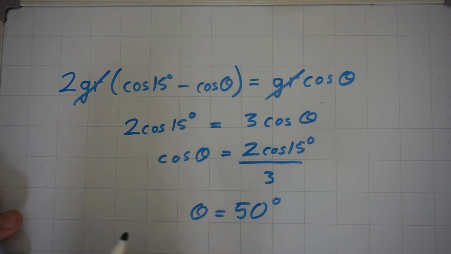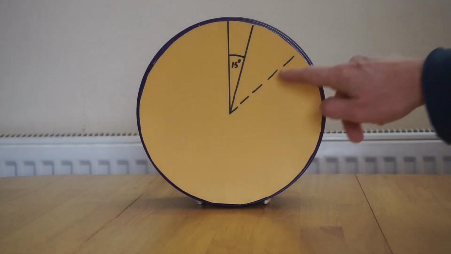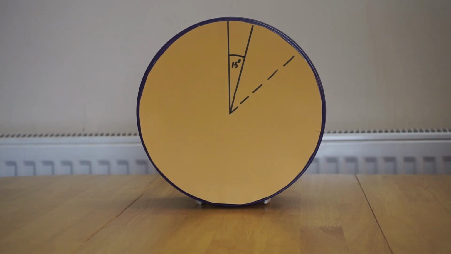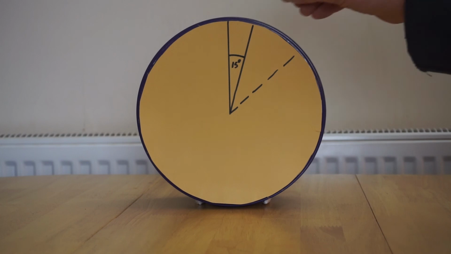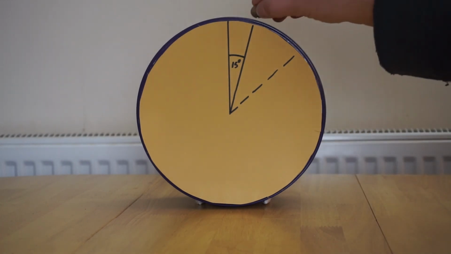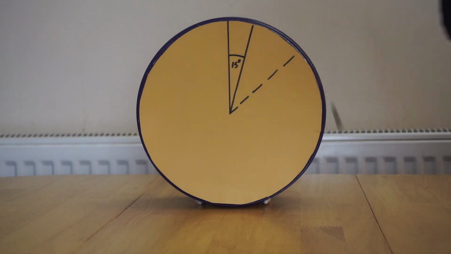50 degrees. I've now added another line which makes an angle of 50 degrees to the vertical as predicted by our calculations. So now let's have a look and see what happens. That all happened very fast, but it did look like a reasonable result. Now I'm going to show it to you in slow motion so that you can see for yourselves more accurately.